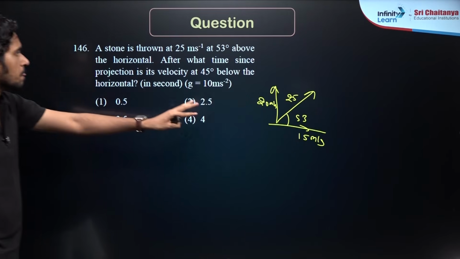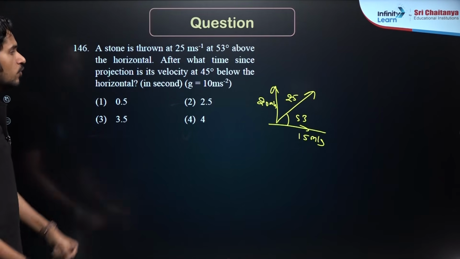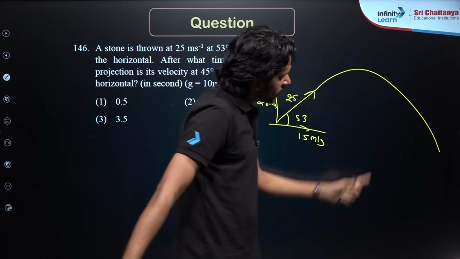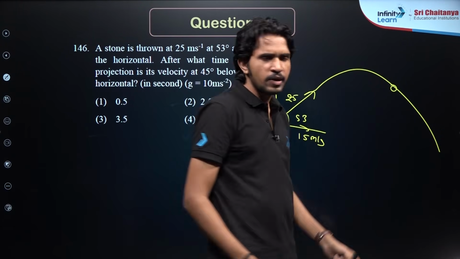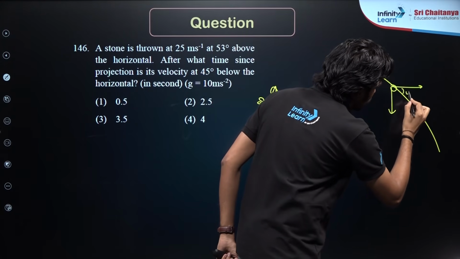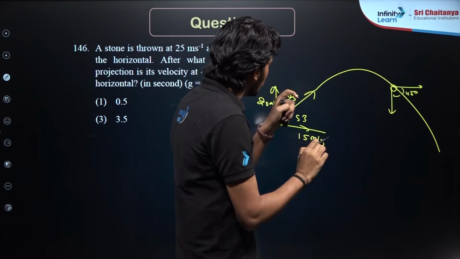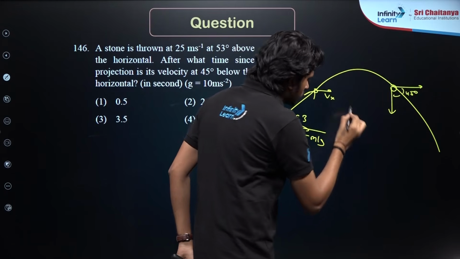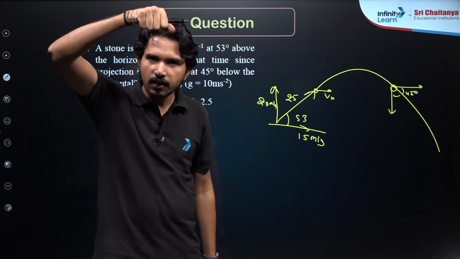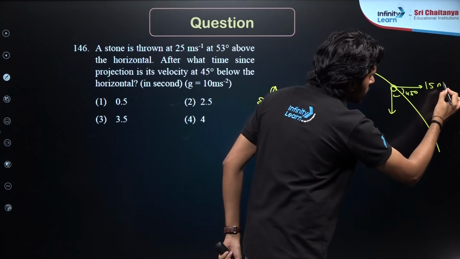Then after what time since projection is its velocity at 45 degrees below the horizontal line? Simple. When it is moving down, somewhere here velocity will be at an angle of 45. If velocity is making a 45 degree angle, that angle is 45 from both ends, from vertical and from horizontal. Now we know that Vx is constant. Why? Because in the x direction we don't have any force; the force is gravitational pull downwards. So this velocity will always be 15 meter per second.